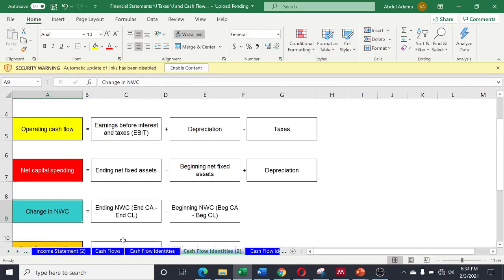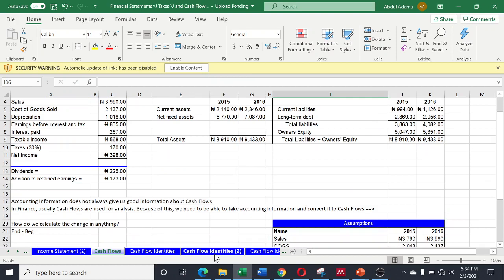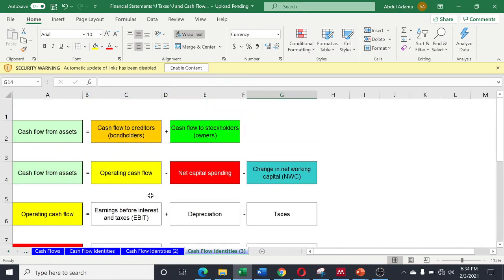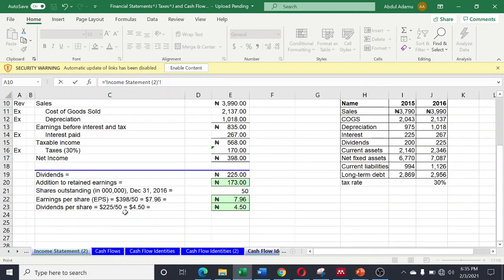So we are going to use our assumption to do the computation here. So let's see, cash flow from asset. So we have cash flow to creditor plus cash flow to stockholder. Operating cash flow, earnings before interest and tax, that is equals to, EBIT is 835.